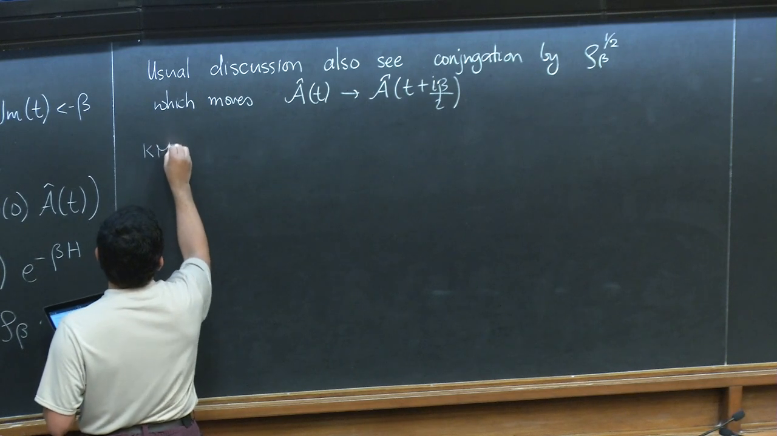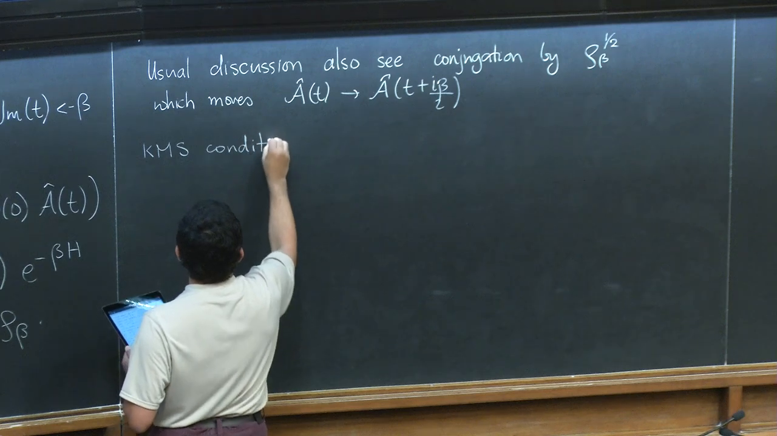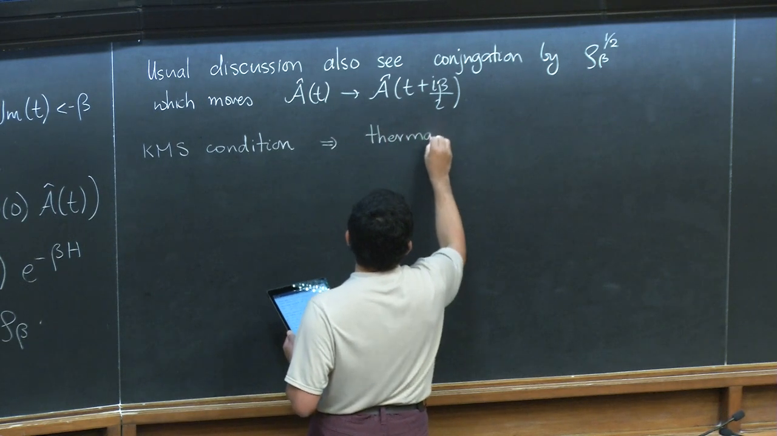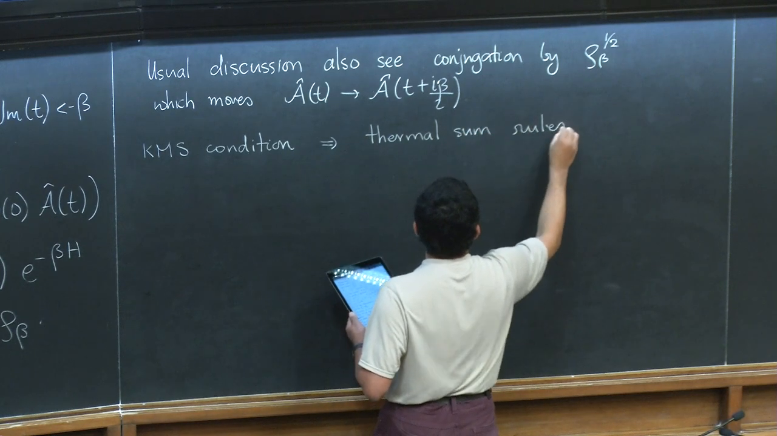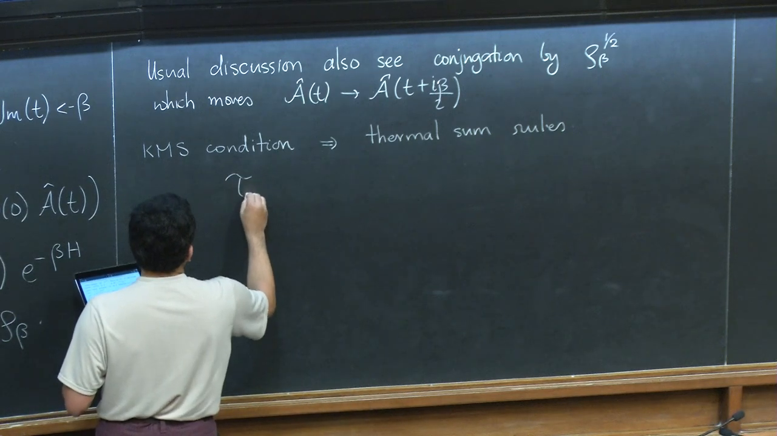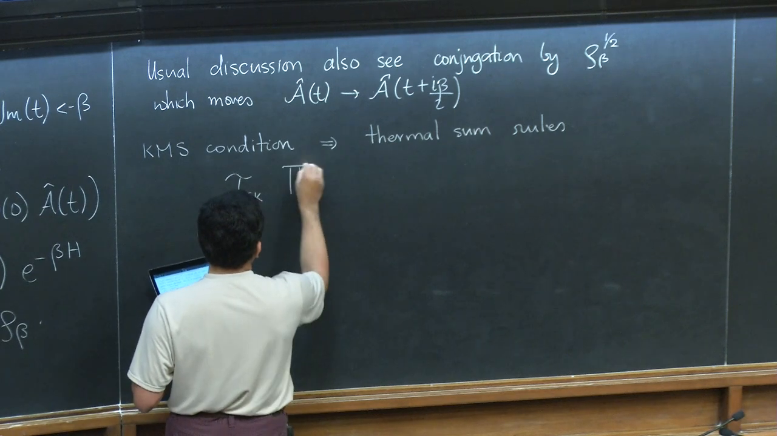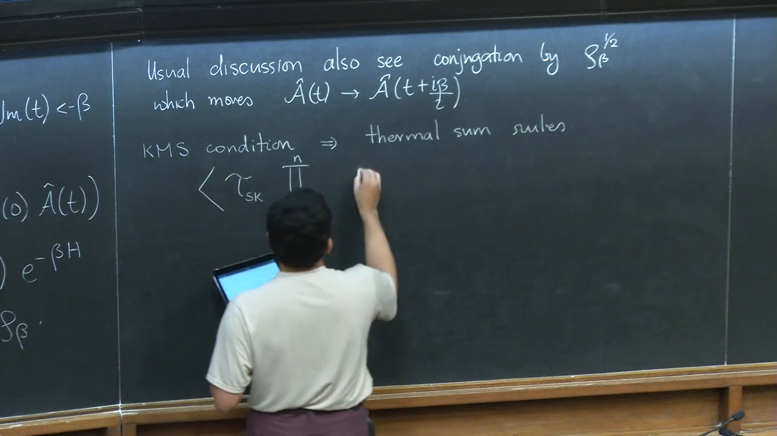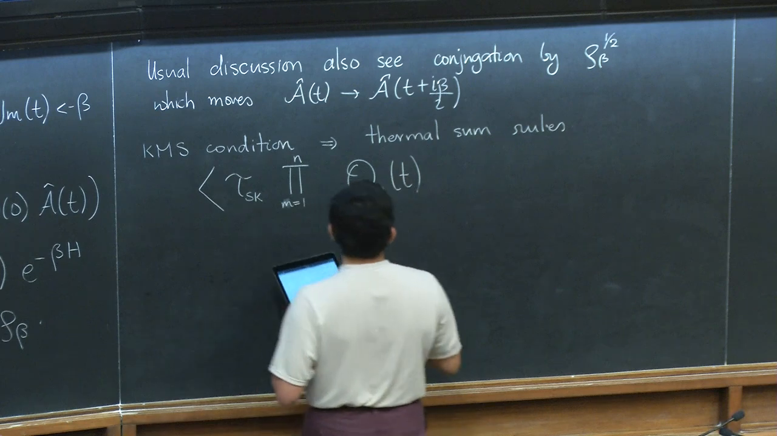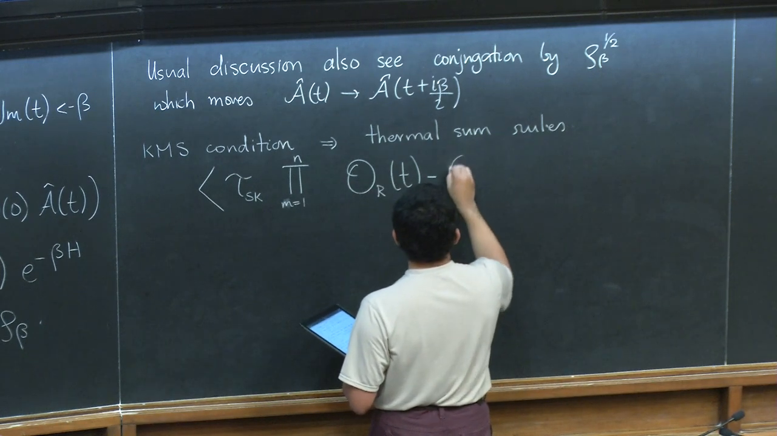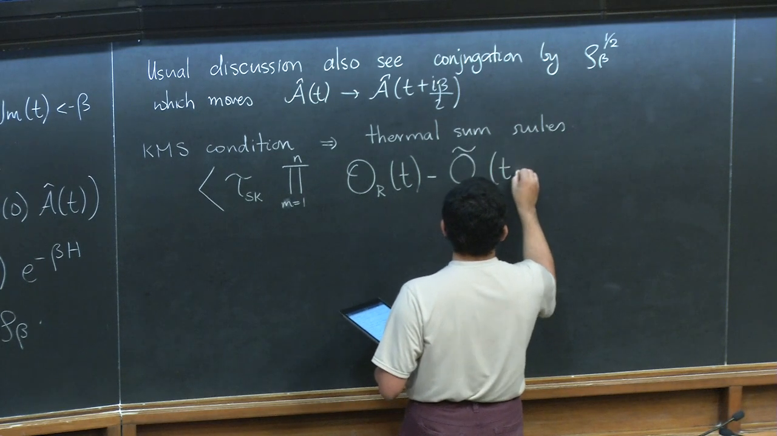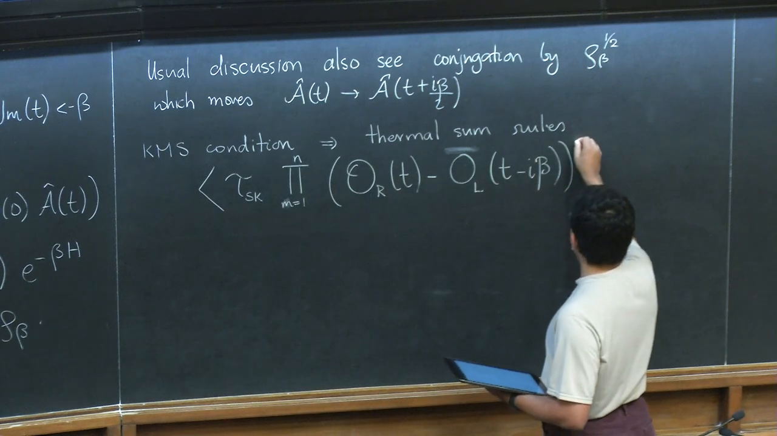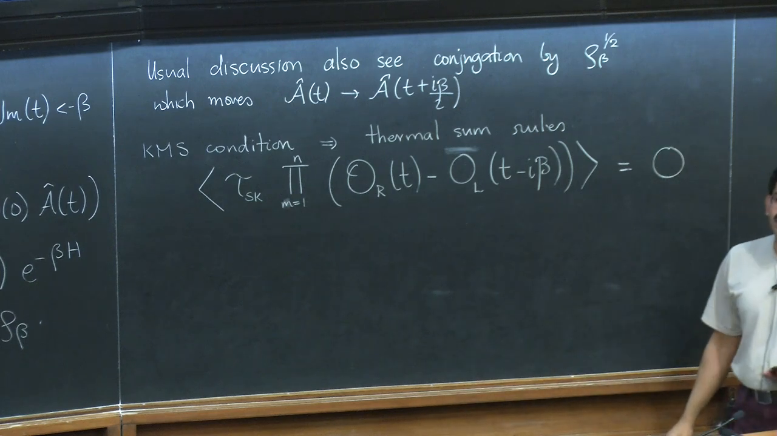This KMS condition, more generally, I've only given it to you for two-point functions, but you can derive it for higher point functions, implies a set of thermal sum rules among which you can say the following, that the Schwinger-Keldysh time ordering of the following set of correlators is also zero. So I insert in the Schwinger-Keldysh contour some right operator. And I insert a left operator. Put a tilde here. But not at real time, but at a shifted imaginary time.